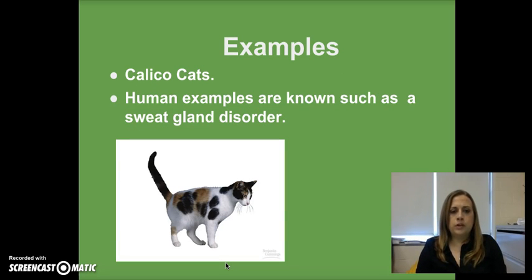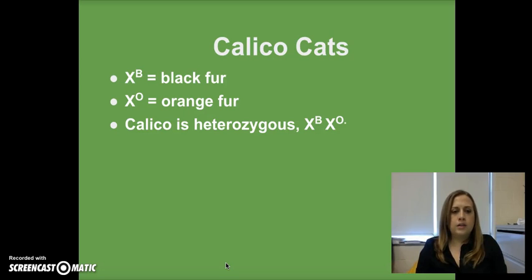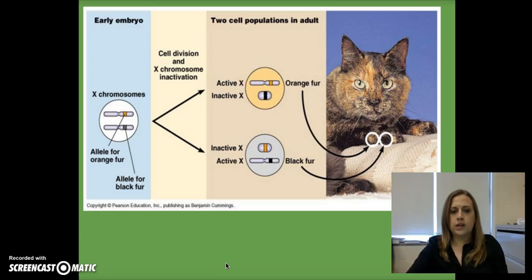So one good example is calico cats. With calico cats, X with a capital B is for black fur. So fur color is going to be X-linked, and then X with an O is going to be for orange fur. So a calico cat is heterozygous, meaning it's got XB and XO. An orange cat would be XOXO. A black-furred cat would be XBXB. And then think about what a male would look like then in terms of fur color. So if it were black, it would be XBY. If it were orange, it would be XOY. And then again, calico cats are heterozygous.